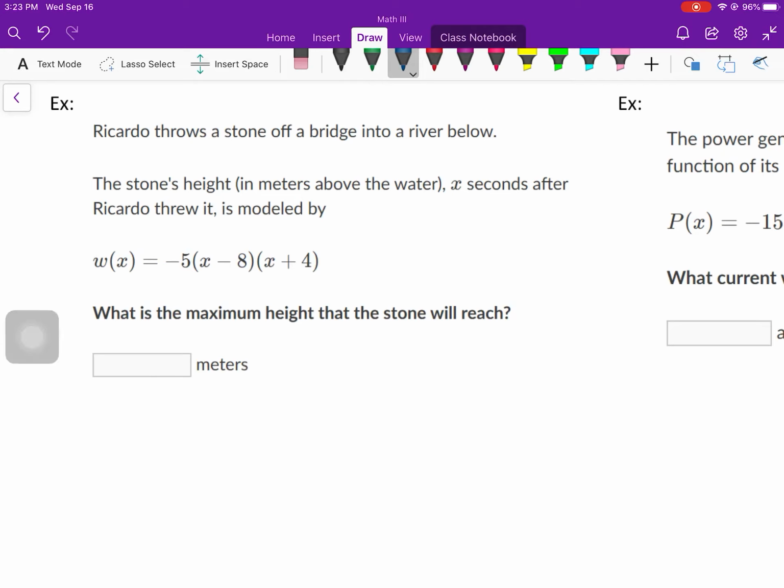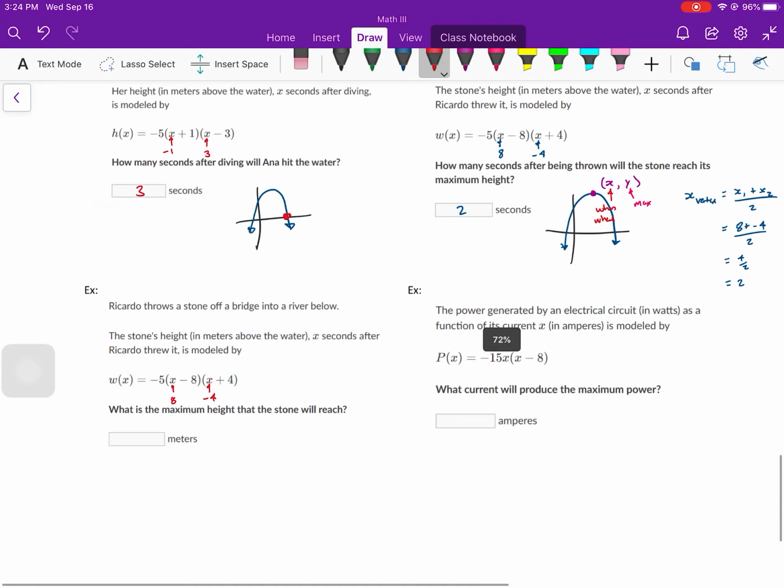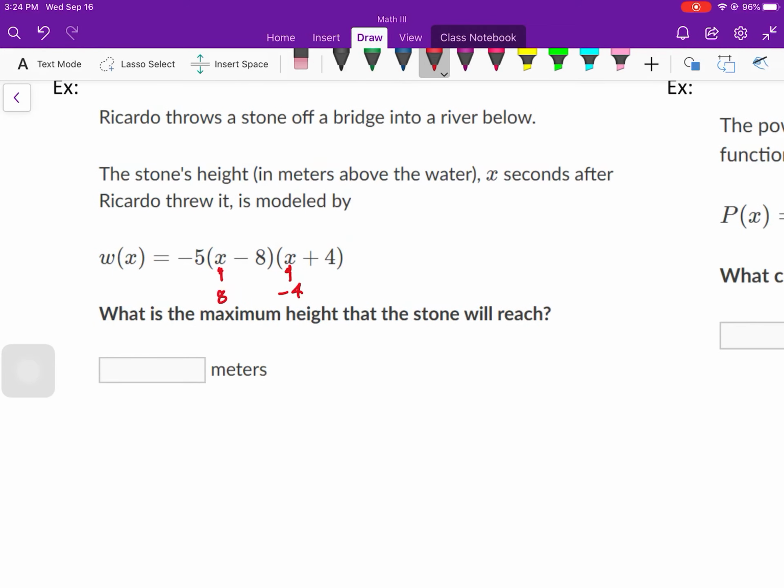What is the maximum height? So now this is an example of, hey, what is the max? Just straight up find the maximum. So this time it's the y value. So we're going to go ahead and start with the vertex, the x coordinate. Well, let's do the x-intercepts first, 8 and -4. I think it's the same function, so that helps us out. So that x for the vertex, same as the last one.